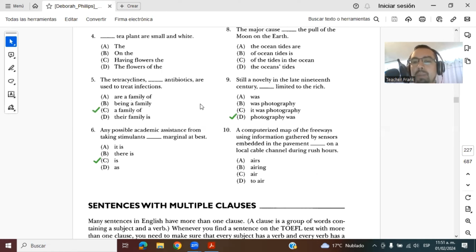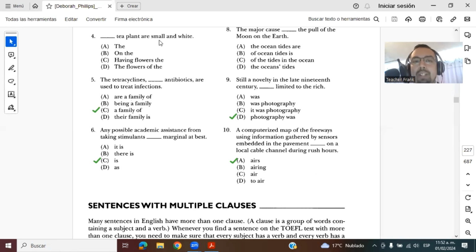And number 10, a computerized map of the freeways using information gathered by sensors embedded in the pavement on a local cable channel during rush hours. Number 10 is a perfect example of a TOEFL sentence, right? That they're that long with a lot of extra information, right? So airs, airing, air, or to air, we have to detect that here. We just need a verb, right? The subject is map, right? And the map airs on a local, right? With all of that other extra information, of the freeways using information gathered by sensors.